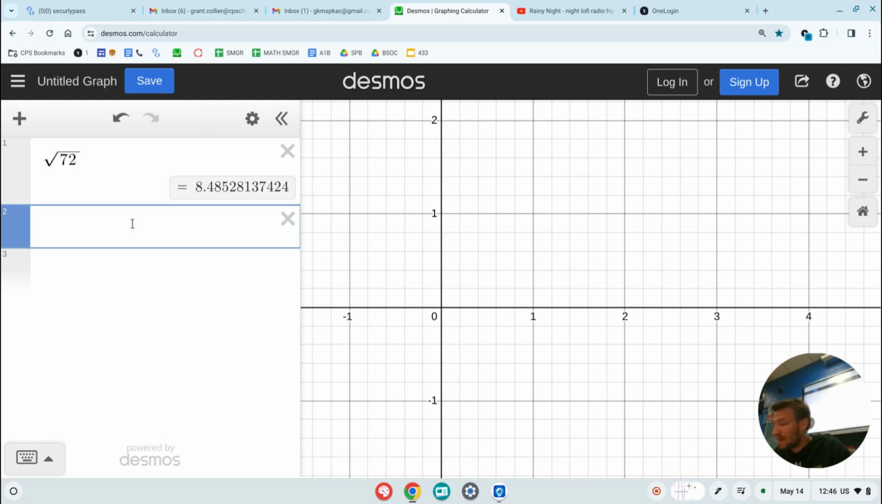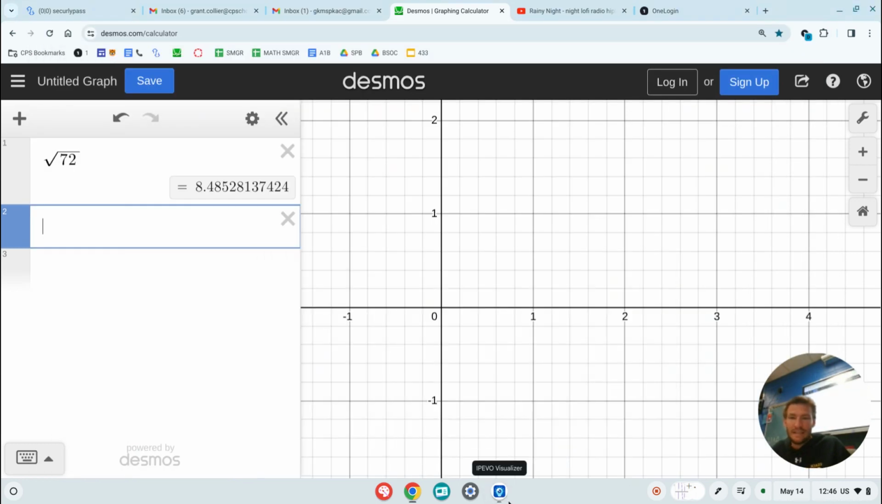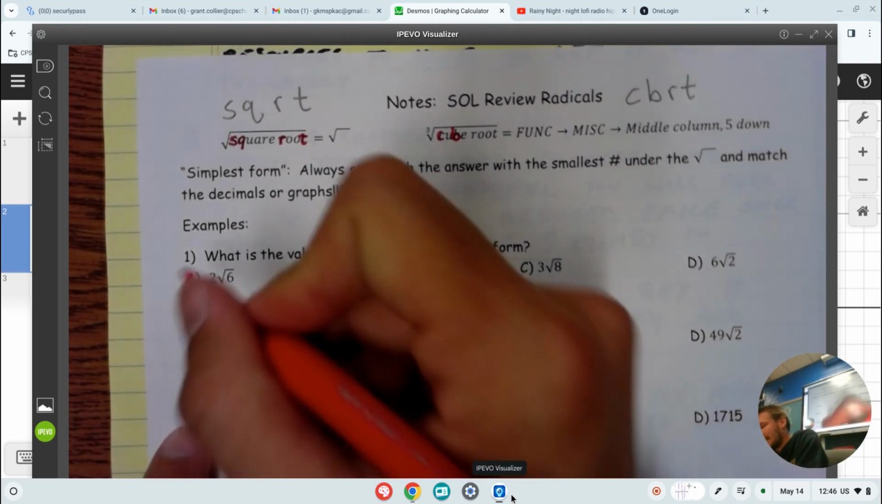So I'm going to look at the question. I'm going to look at letter A, which is 2 square root 6 on this piece of paper. 2 square root 6, and I'm going to type that in. 2 SQRT 6. And what do you think about letter choice A? If you had to guess, does this look like a match? Does this look like a good answer? No, it's 8.48, and I don't know what that means, but I know it's different than 4.89. So already, I don't like letter choice A.